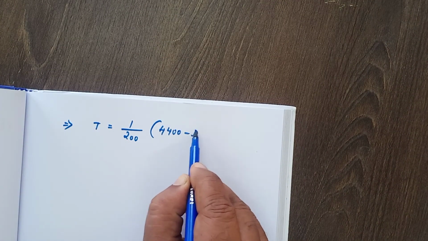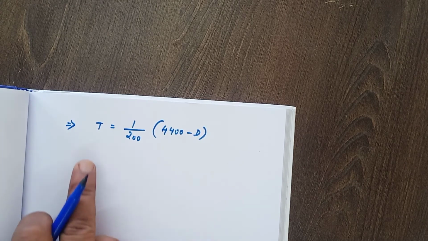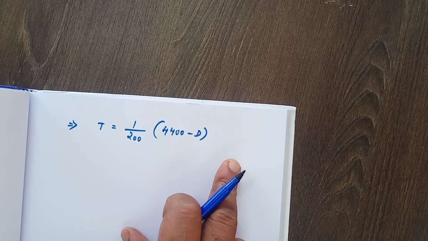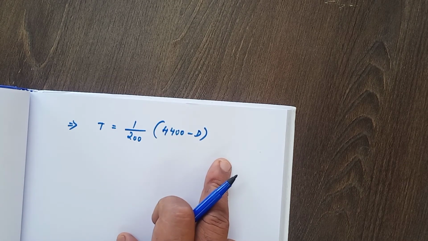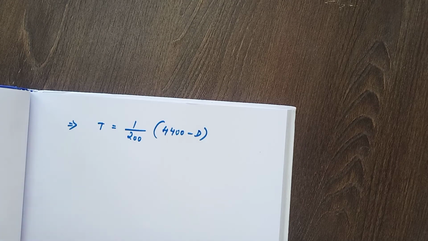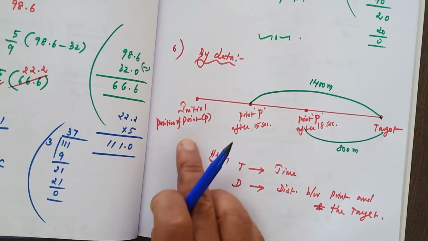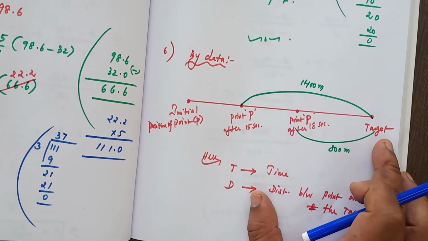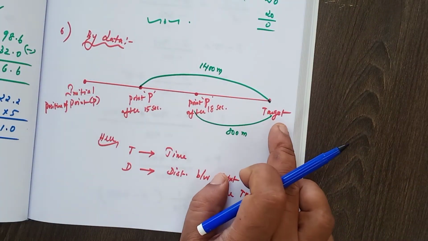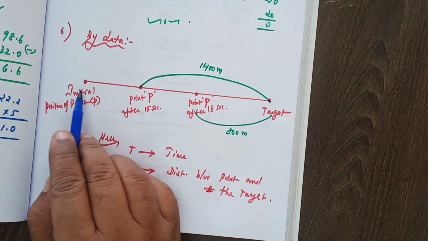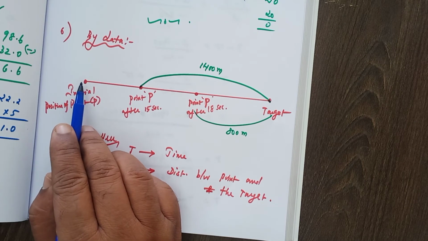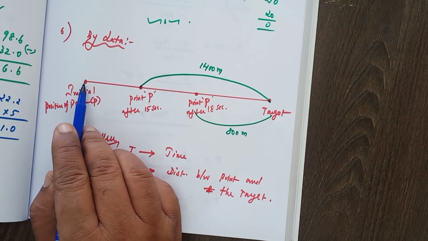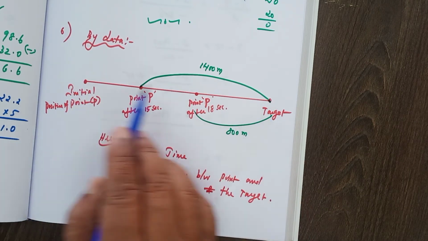4400 minus d. That is the relation between t and d, time and distance. Now first subdivision: what is the distance between the initial point and the target? From here to here, we have to find out the distance. At this point, the time will be 0. The starting time is always 0. If it is 0, you can find out the distance between these two.